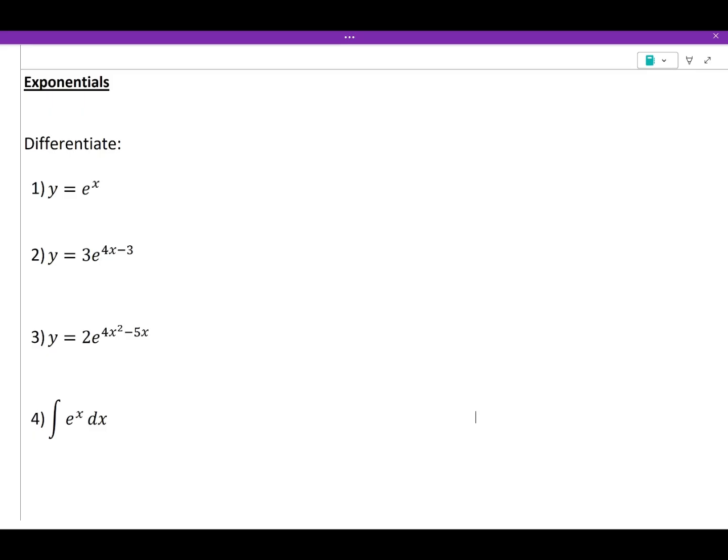If we look at our first one, we're going to be considering exponentials where the base is e, Euler's number. So we have y equals e to the power of x, and this is the most basic scenario where we differentiate. This is one of the reasons the number 2.71 and so on is chosen for e. It's because e to the power of x, when we differentiate it, is equal to e to the power of x. That's as easy as it gets.